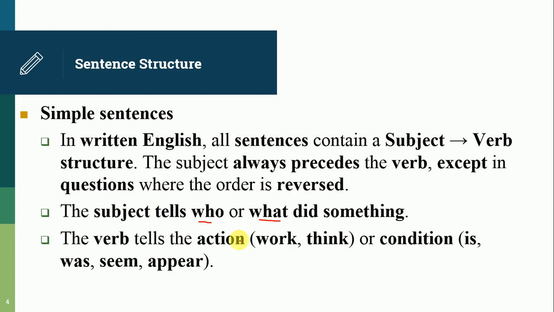In simple sentences, the verb tells us what the work is. It talks about things, it shows action. For example, the verb shows action, like work, think, speaking, telling. These are shown by the verb, which is one of the parts of the simple sentence. And the other is condition. A verb also shows conditions, as I said at the beginning of the lecture. Condition is like is, was, seem.